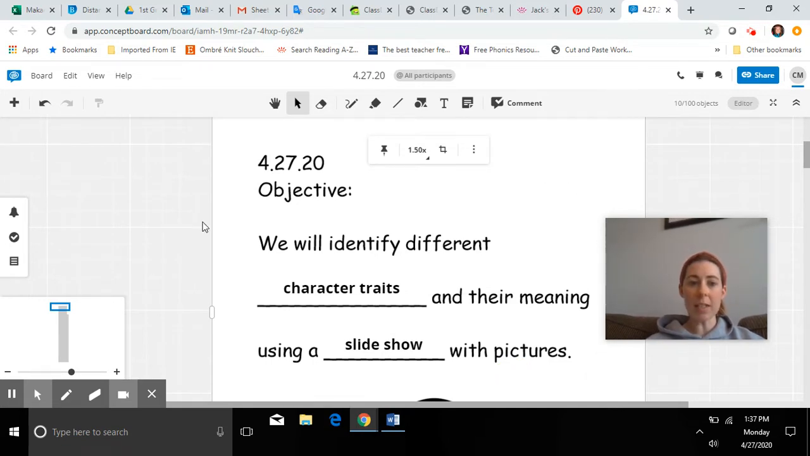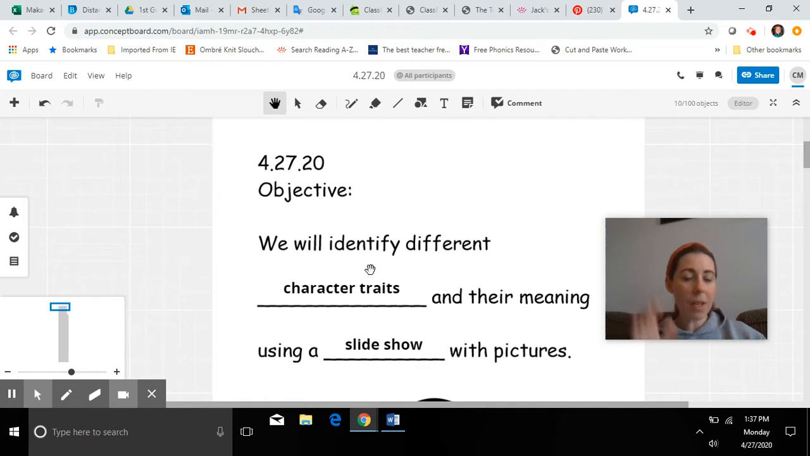Okay, let's practice saying that one more time together. I say, you say. We will identify different character traits and their meaning using a slideshow with pictures.